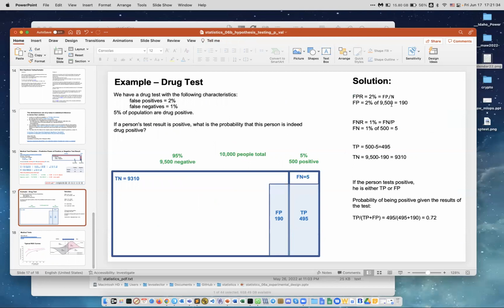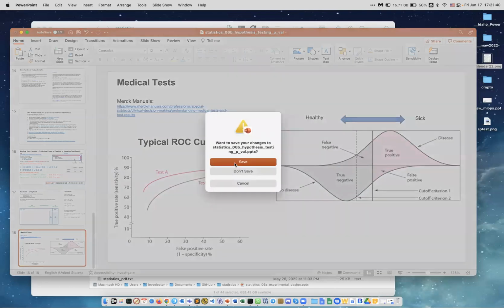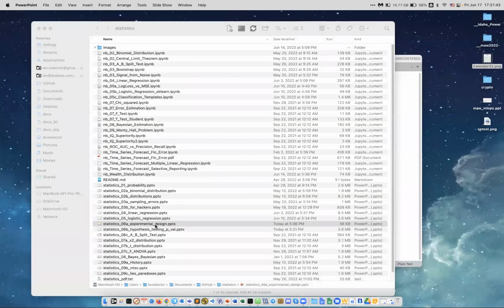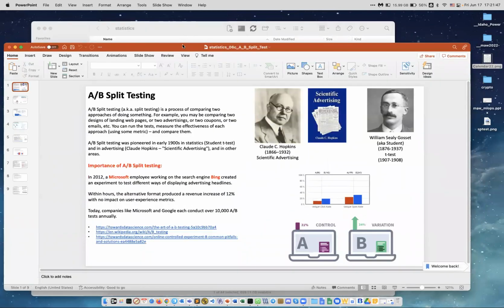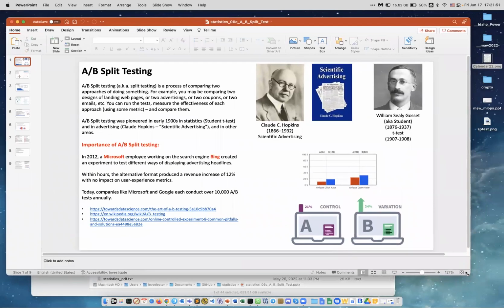Okay, this is example of a drug test. This is some real curves. Okay, this is end of this slide deck, and I want to talk about A/B split testing. So this is interesting. First of all, where it came from.